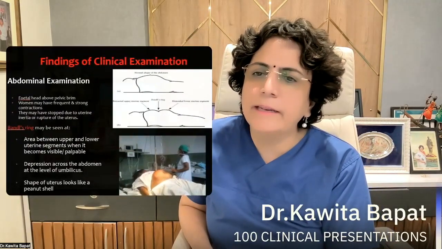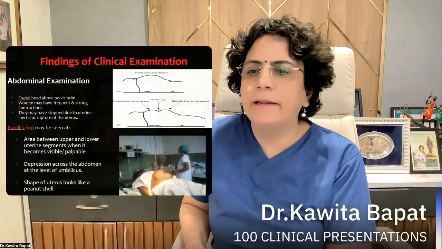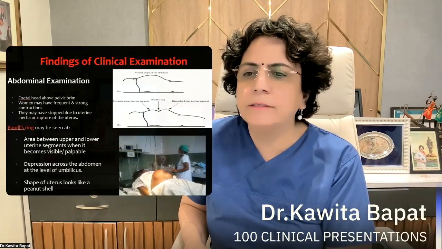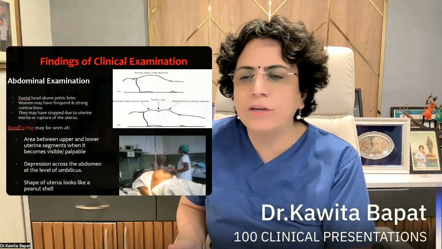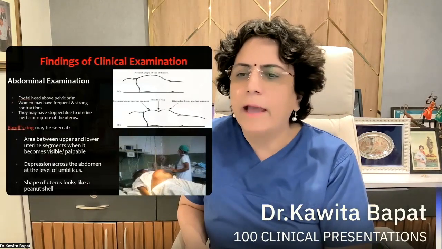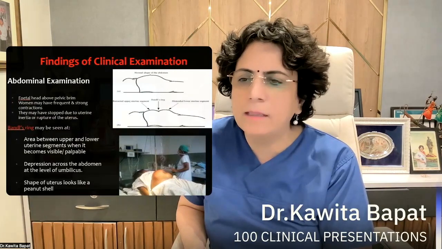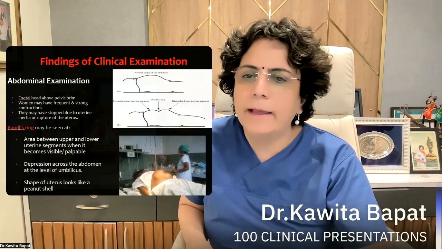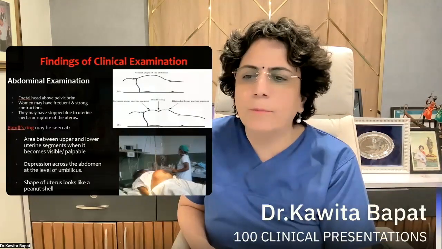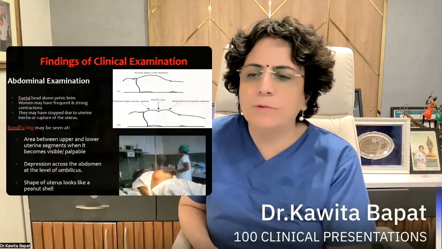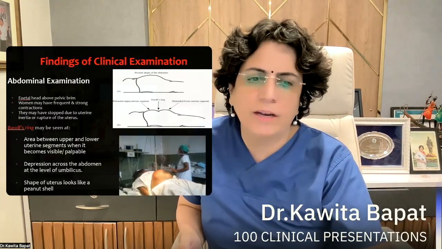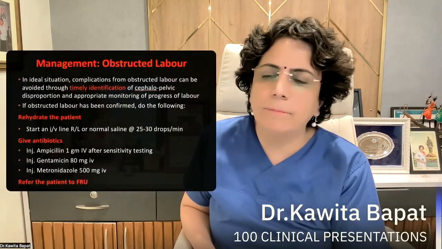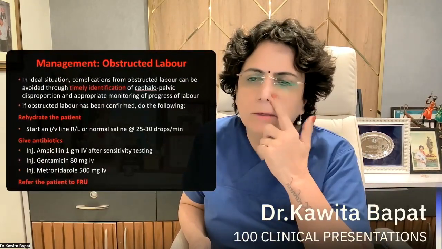The findings on abdominal examination: fetal head above the pelvic brim. Women have frequent and strong contractions. They may have stopped due to uterine inertia or sometimes uterine rupture, and Bandl's ring sometimes may be seen, a line between the upper and the lower abdomen when it becomes visible, and a depression across the abdomen at the level of the umbilicus, and the shape of the uterus looks like a peanut shell. So it's really very, very worrisome, and we have to start management right away.